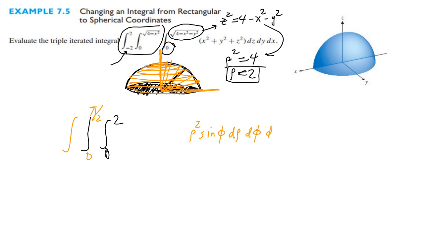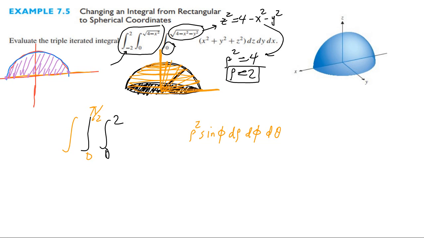The last thing, we need the limits for theta. What are the limits for theta in this case? So sketch this region. From 0 to, so we have a semicircle, y equals 0, and from -2 to 2. So yes, this portion.